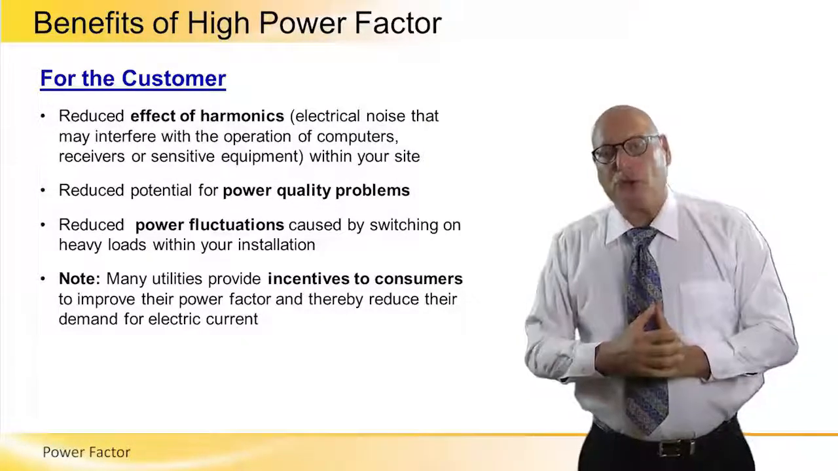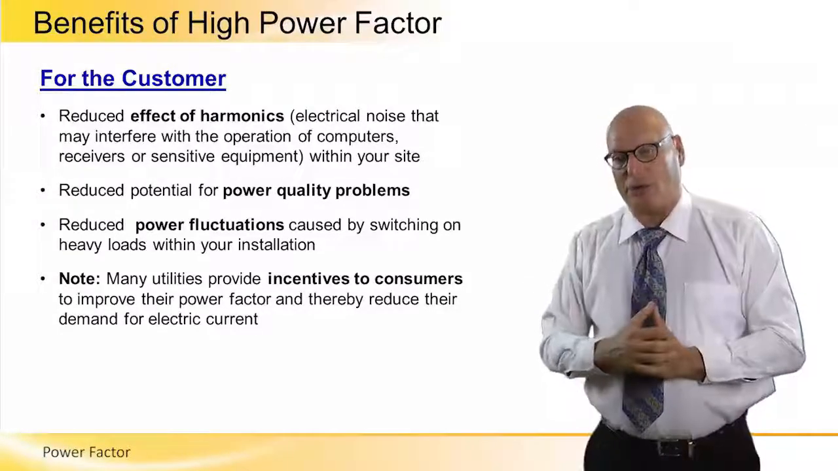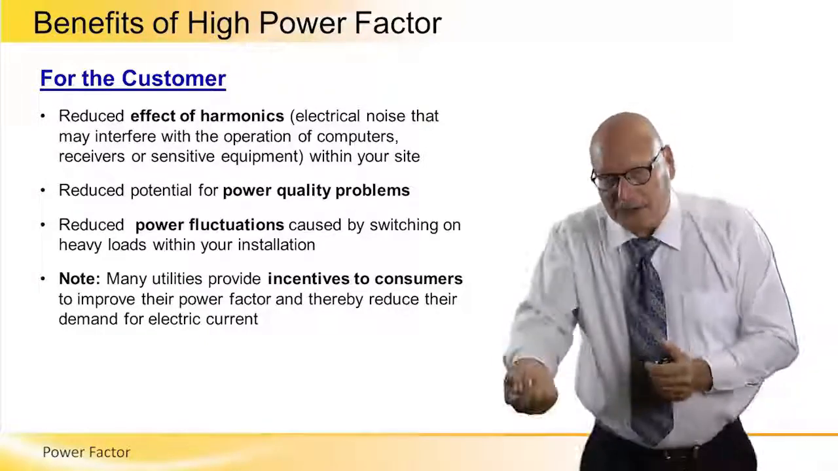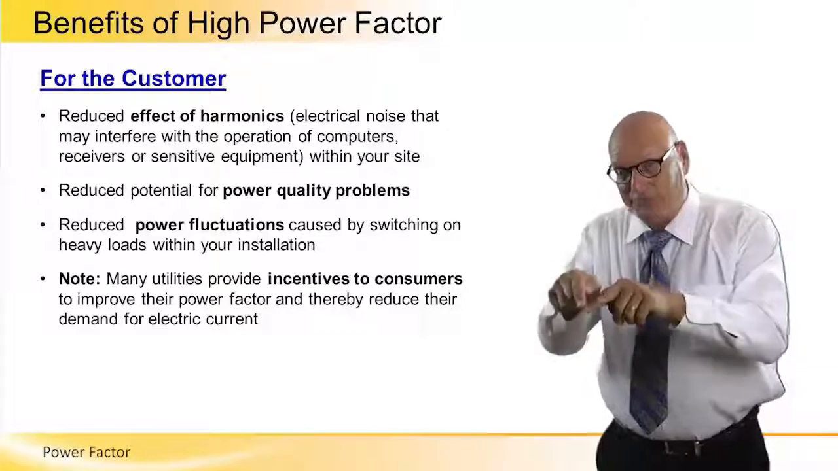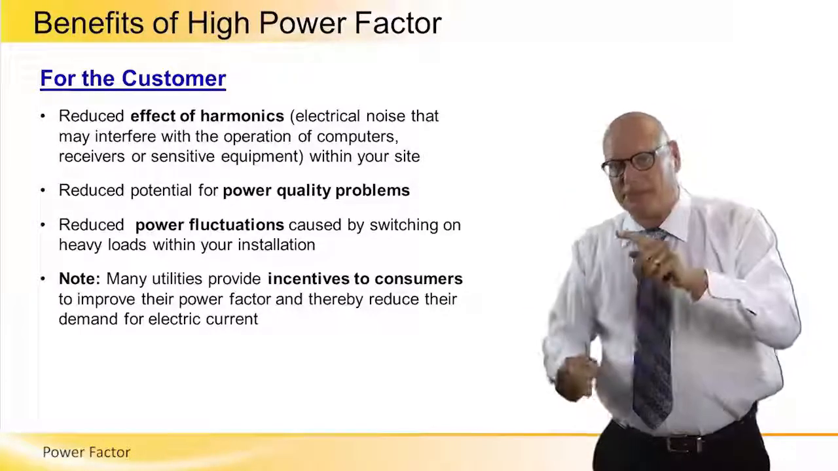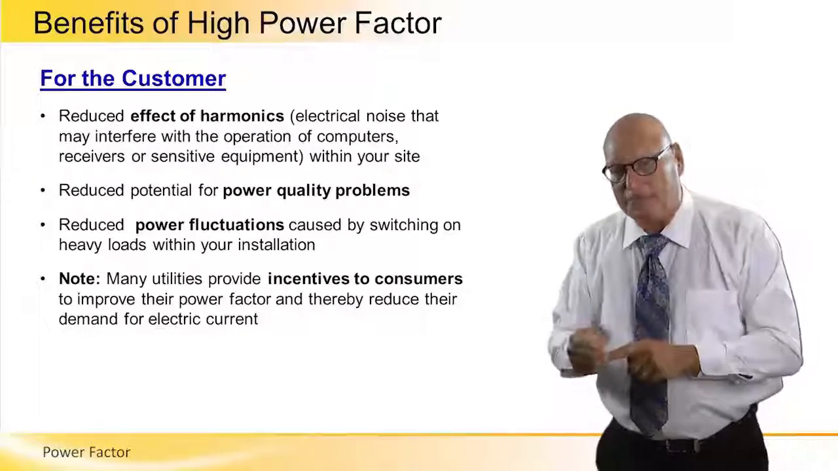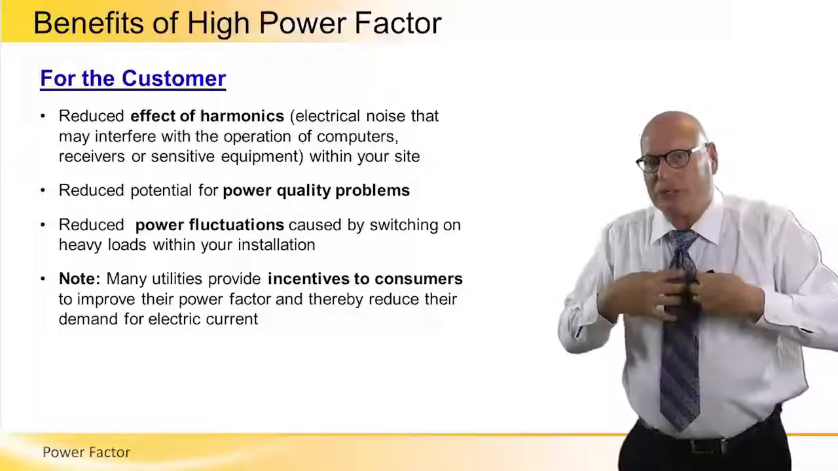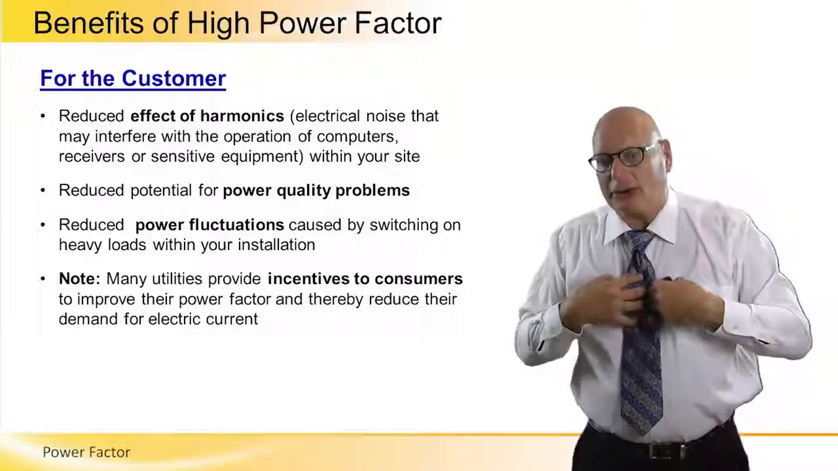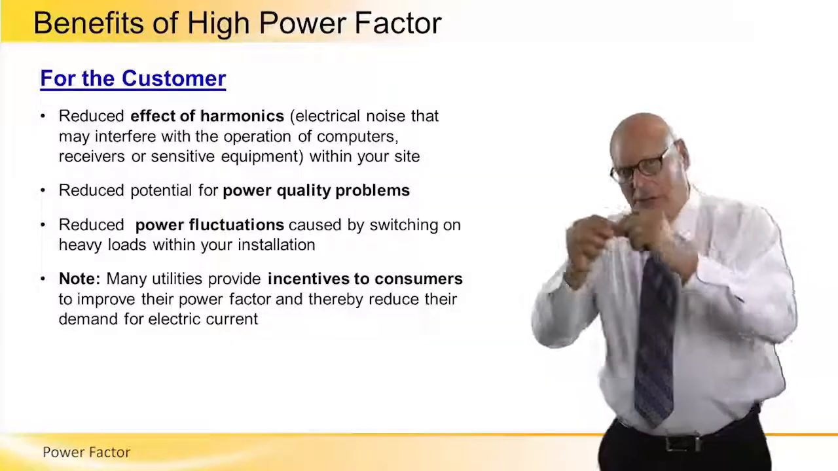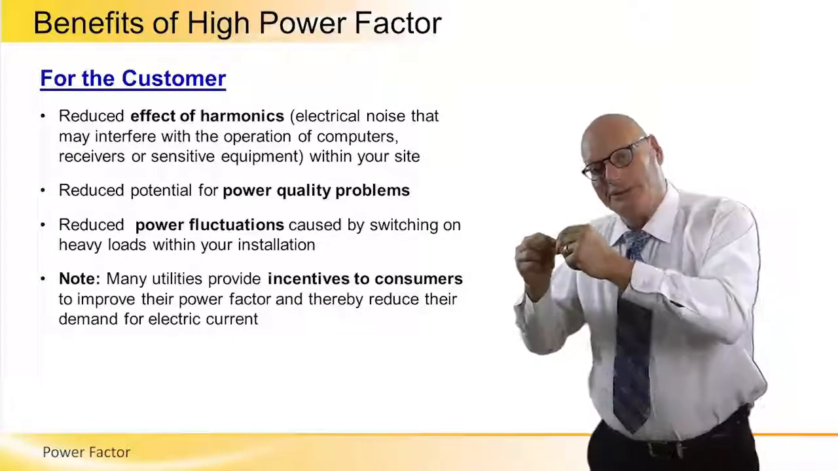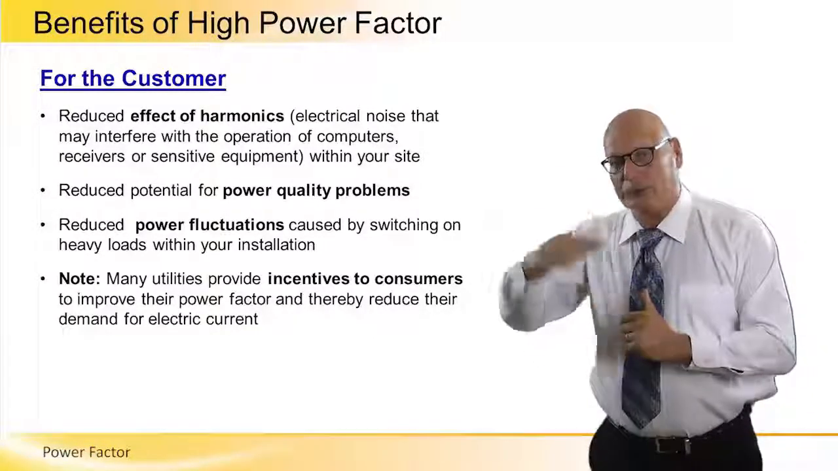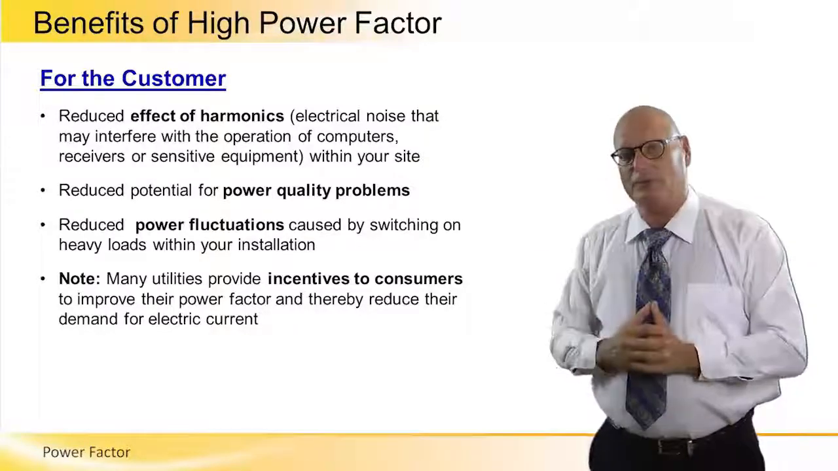A better power factor also reduces power fluctuations caused by switching on heavy loads within your installation. So if I connect a heavy load and disconnect a heavy load, and this particular load has inductance, capacitance, and resistance, a combination of all the three, it will generate power fluctuations. And my television at home does not want to get power fluctuations. It needs to get the power based on the technical specification. I don't need voltage fluctuations on my appliances at home.